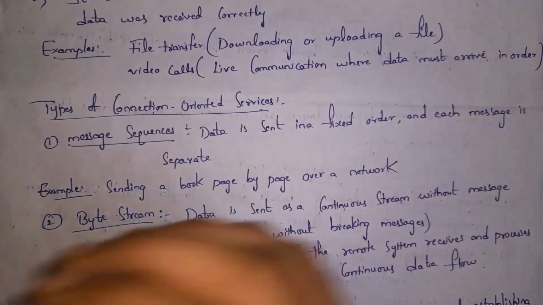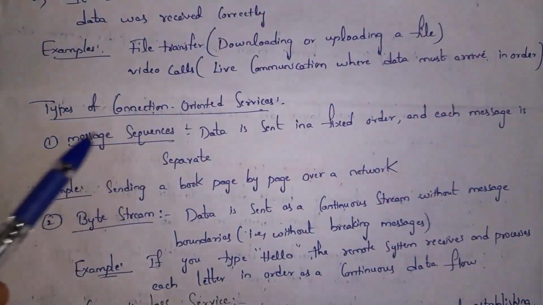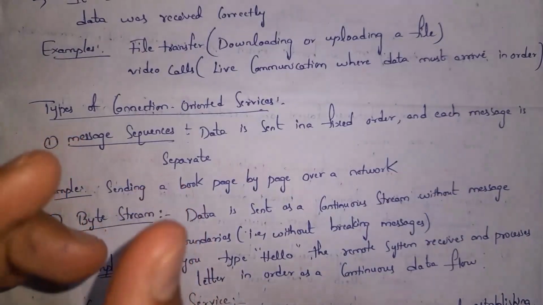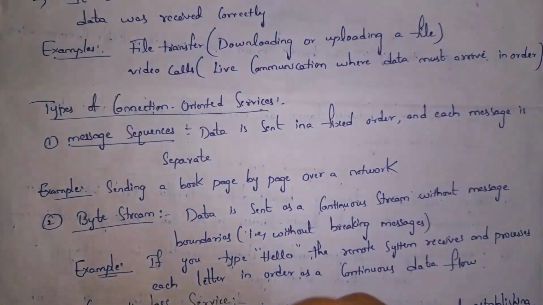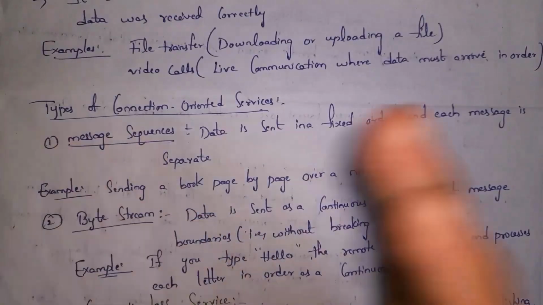For example, if you consider message sequence, say I want to send "how are you". So "how" is one part. At first it will send "how", then "are", then it will send "you". Like that, in message sequence, data is sent as parts. Whereas in byte stream, without breaking the message, data is sent as a continuous sequence. It will send "how are you" in sequence.